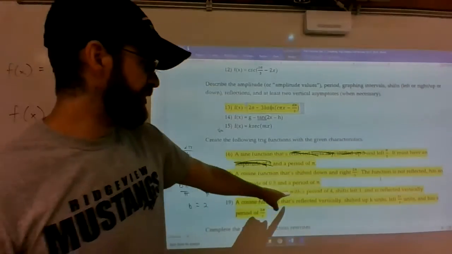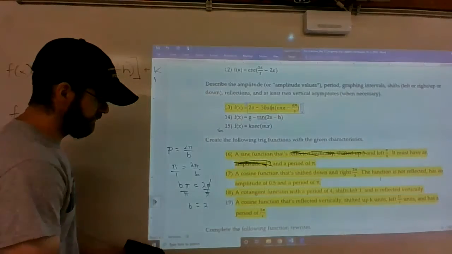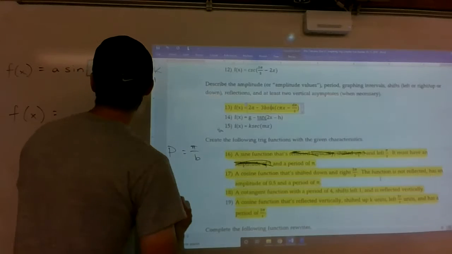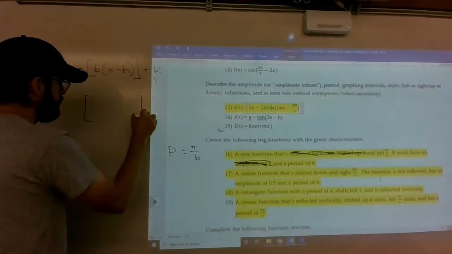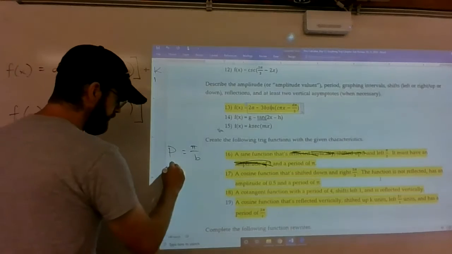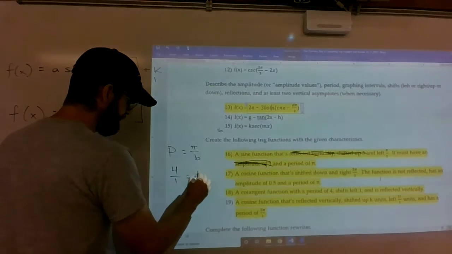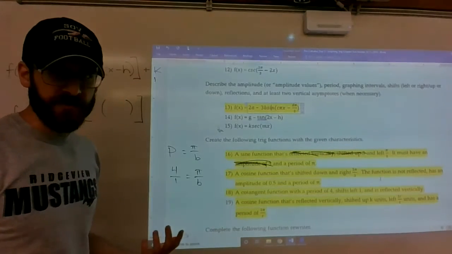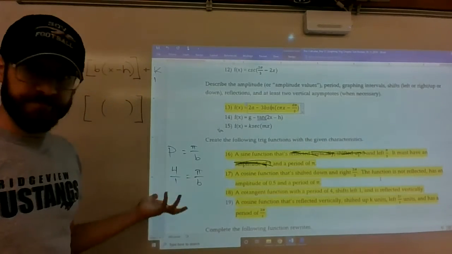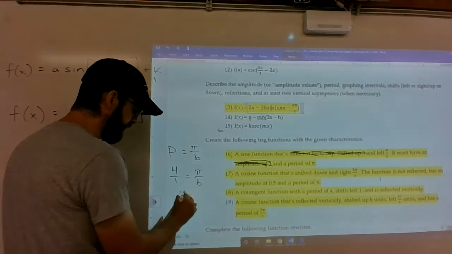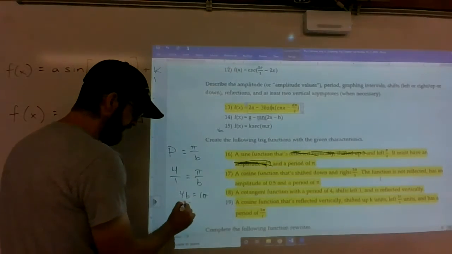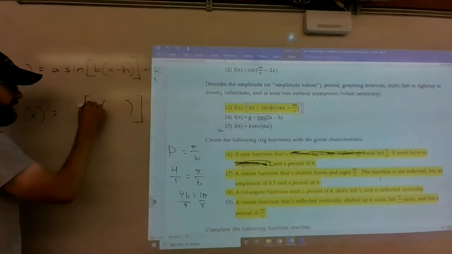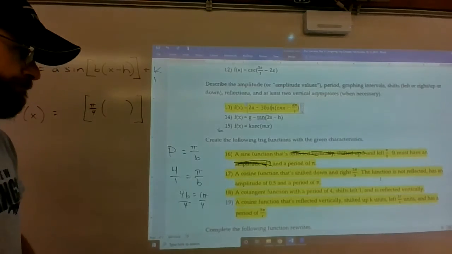So this cotangent function has a period of 4. That means pi divided by b must be equal to 4. So it might be a little tougher to just visualize what number you take pi divided by to get that 4. So this might be a place where you cross cancel, and then divide by 4 to get b by itself. It's pi over 4. The b value is pi over 4 for this cotangent function.